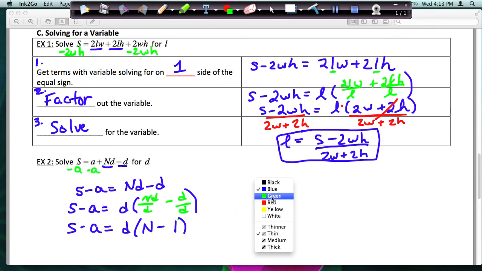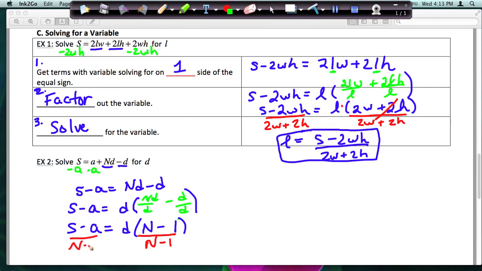And the last step is 3, solve for the variable. To get D by itself, I'm going to divide both sides by N minus 1. So what I get as an answer is D equals S minus A over N minus 1. That's supposed to be an N. And we've solved for our variable.